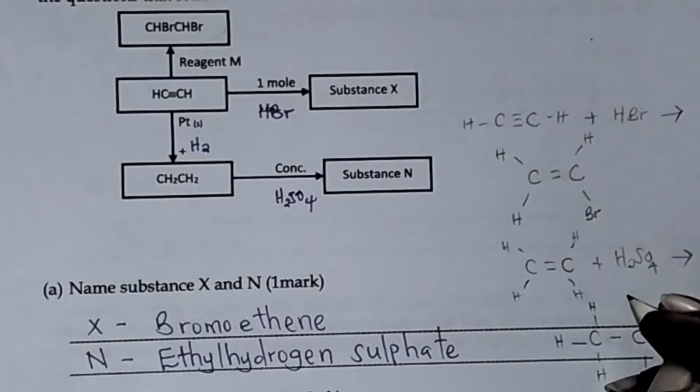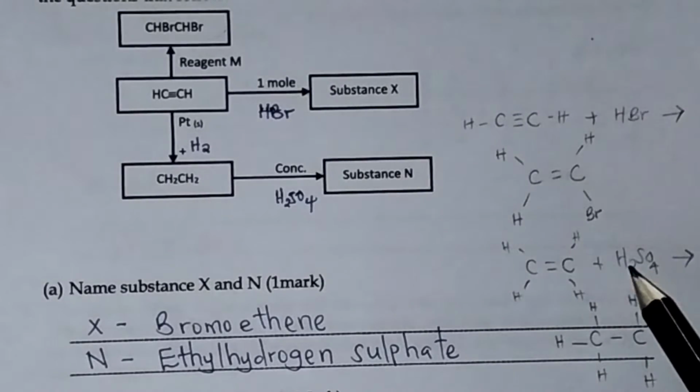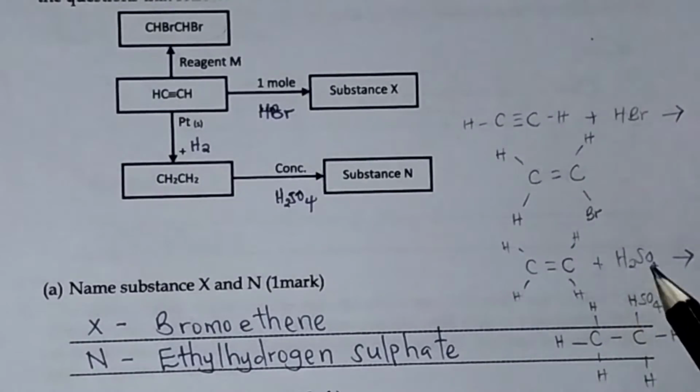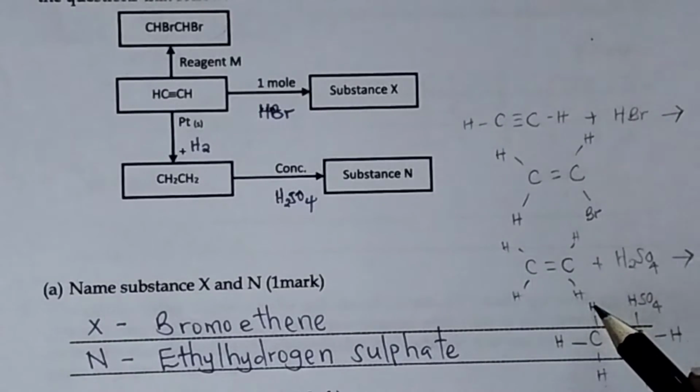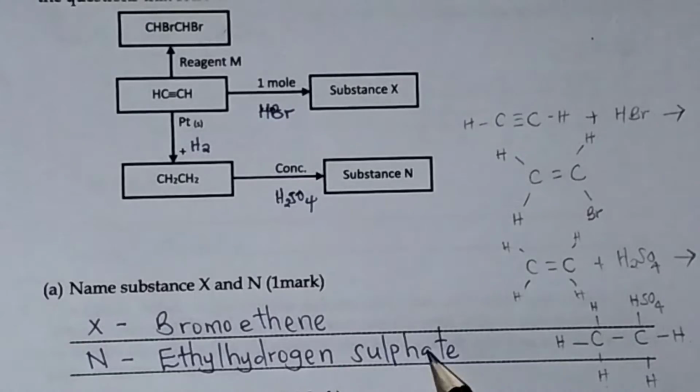The remaining will be 1 hydrogen and also sulfate. Because we have here 2 hydrogen, 1 I've placed there, then the remaining hydrogen is here, and also the sulfate is there. So to name this, we have 1, 2, that's 2 carbon, then 1, 2, 3, 4, 5, that's 5 hydrogen. That's called ethyl. Then here I have hydrogen sulfate. So the substance N, its name is ethyl hydrogen sulfate. That's how you can get the answer.